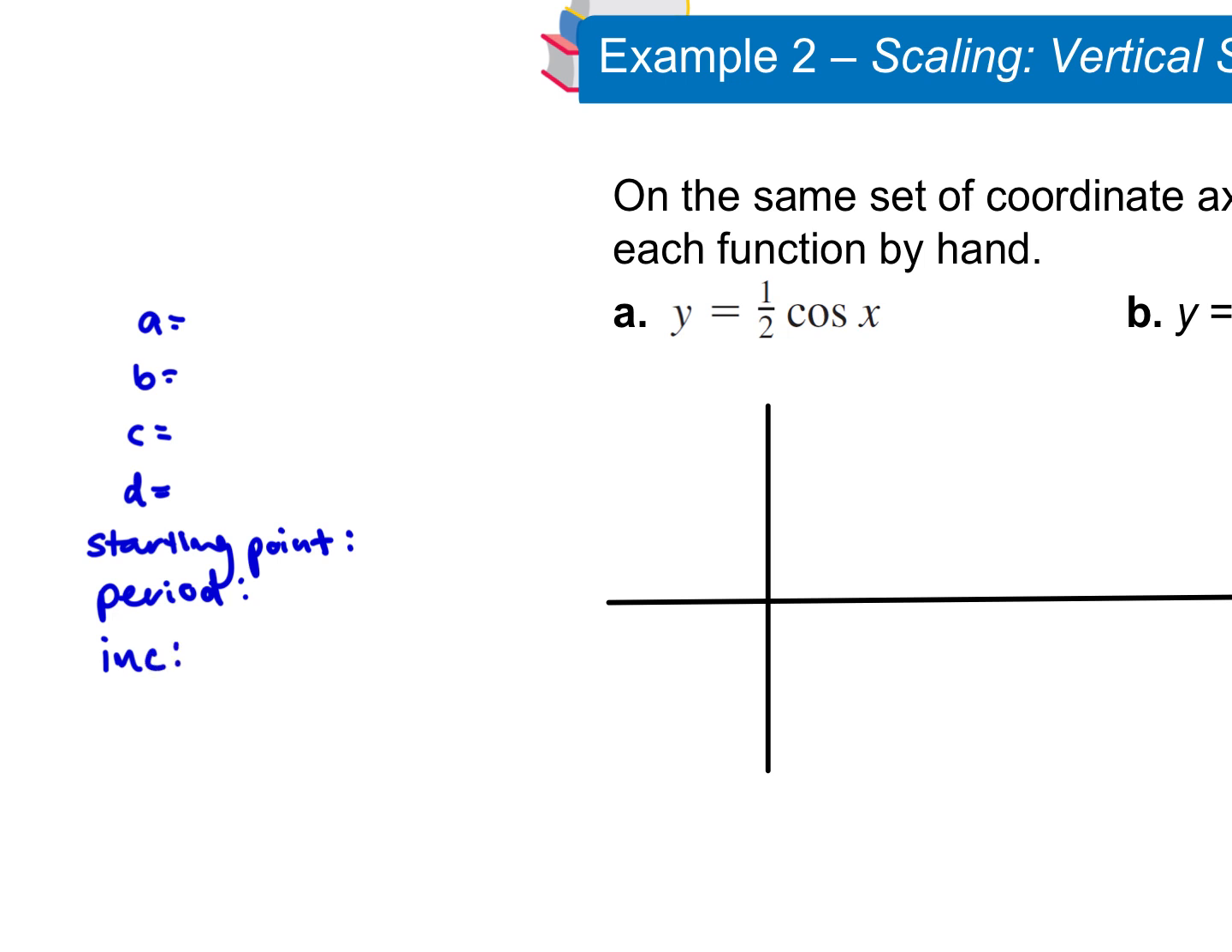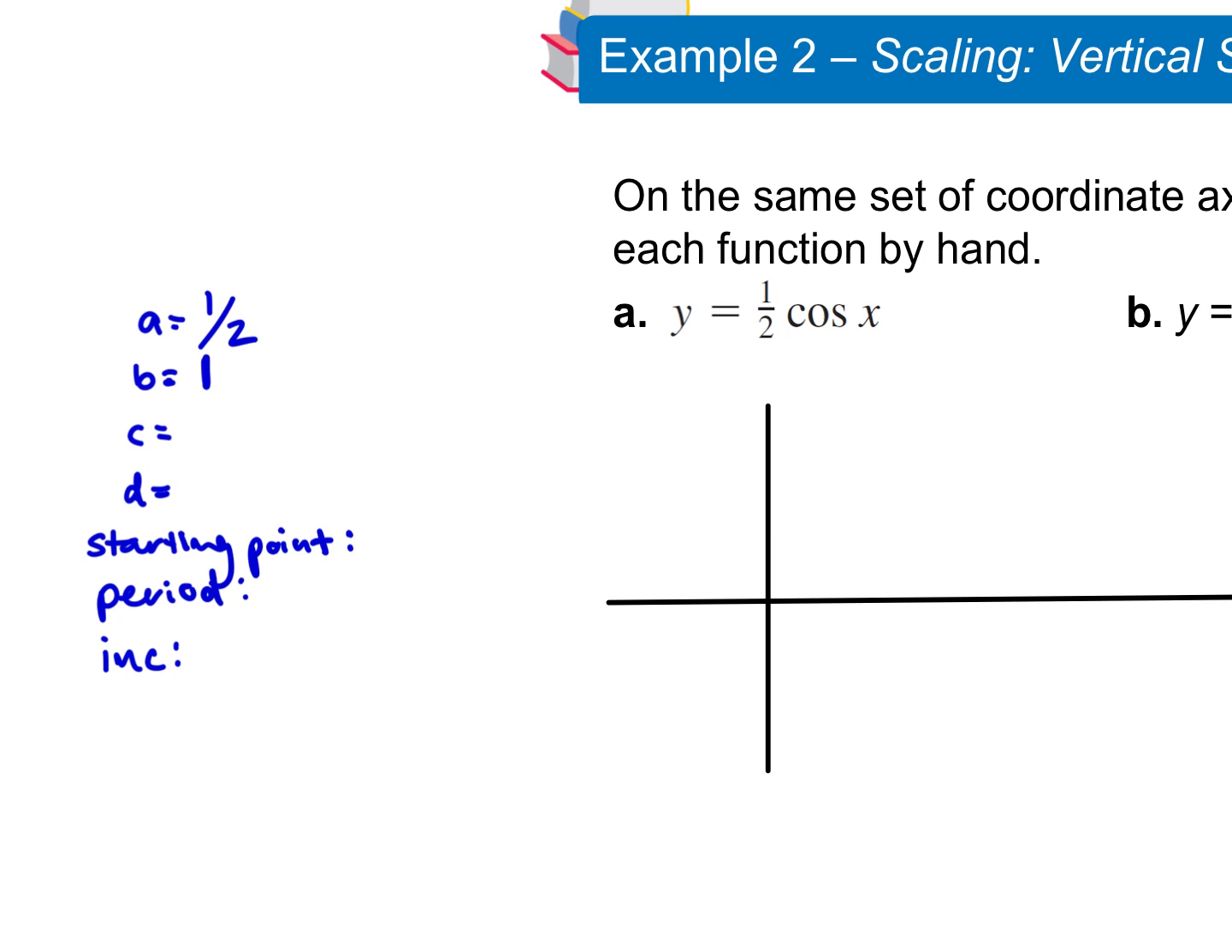So A is what gets multiplied out front. What would our A be here? 1/2, awesome. B is what gets multiplied to the x. What's getting multiplied to x here? What would our coefficient of the x be? 1. Awesome. There is no coefficient, so it's just 1.